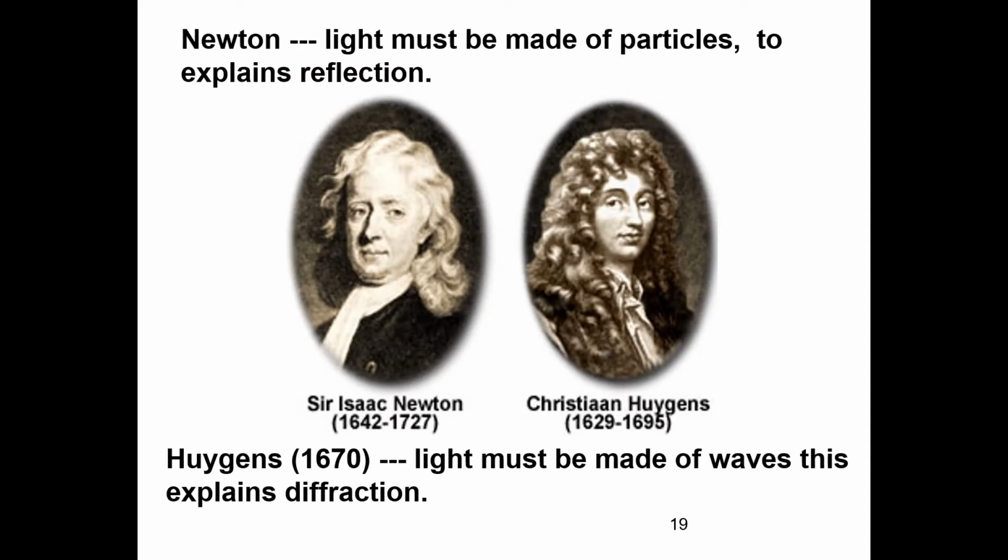Newton thought light must be made of particles. That's how it reflects, because if you imagine little particles bouncing off of things like a tennis ball bouncing off of a surface. Huygens thought light must be like a wave because it diffracts.